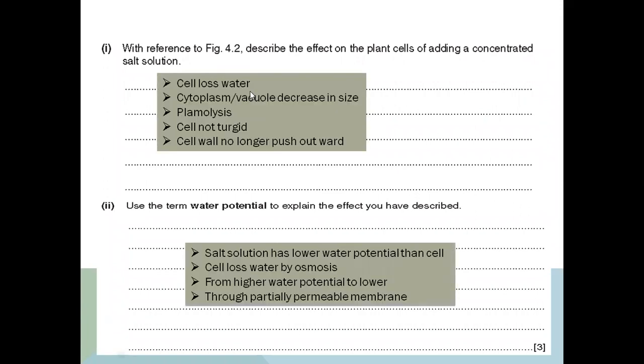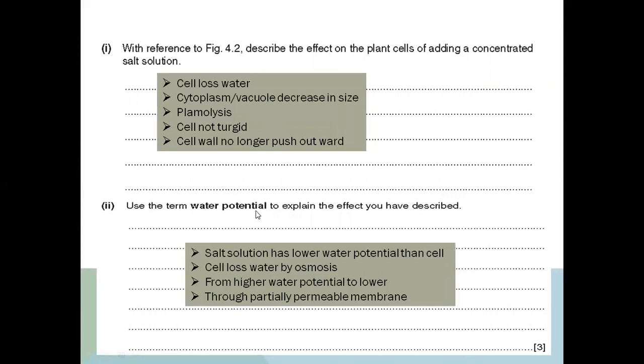Coming toward this question: describe the effect on the plant cell of adding concentrated salt solution. So the cell will lose water, the cytoplasm and vacuole will decrease in size, plasmolysis will happen, and the cell is not turgid, and the cell will no longer push outward, okay, because of no turgidity.